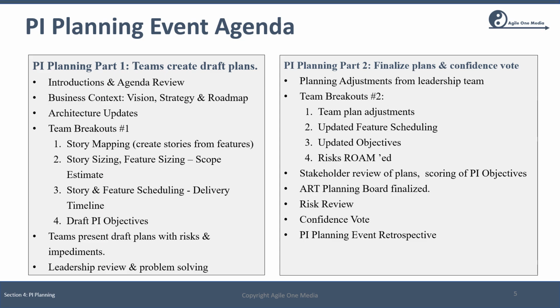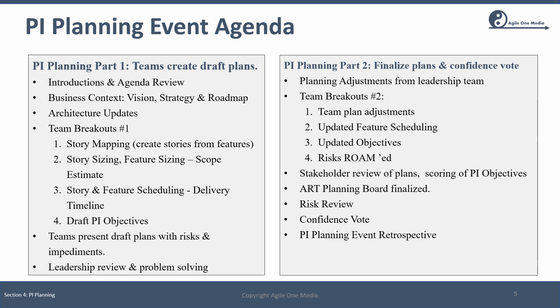Part 1 involves first setting the stage with a business update and review of goals and priorities presented by the product manager. Next, we'll hear from the system architect about any major architecture updates or major technology changes and their implications. Then the RTE should provide a quick refresh on the process steps and expectations for the PI planning event.